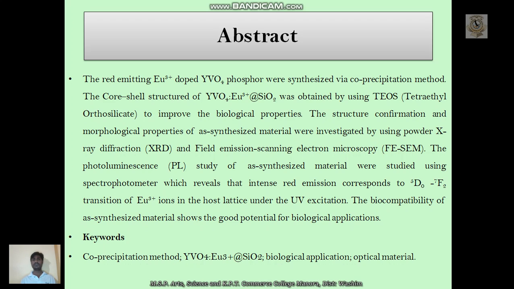The structure, conformation, and morphological properties of the synthesized material were investigated using XRD, field emission scanning electron microscopy, and photoluminescence study. In this photoluminescence study, the material was studied using a spectrometer, which reveals intense red emission corresponding to the 5D0 to 7F2 transition of the Eu3+ ion in the host lattice under a particular UV excitation. Biological compatibility of the synthesized material shows good potential for biological application.